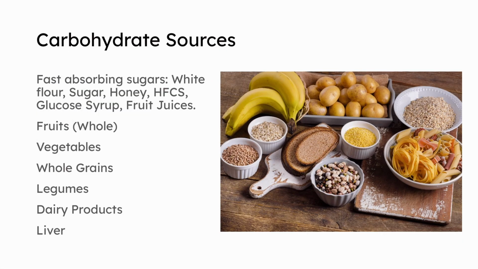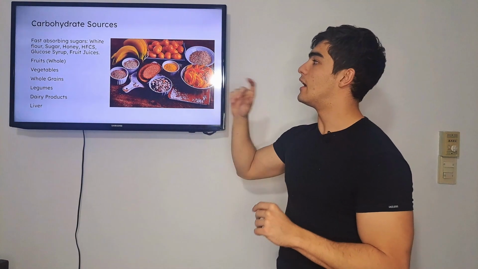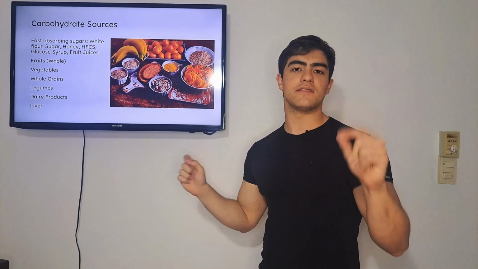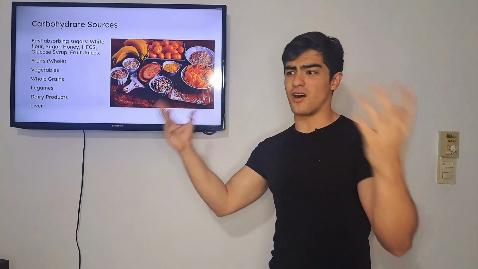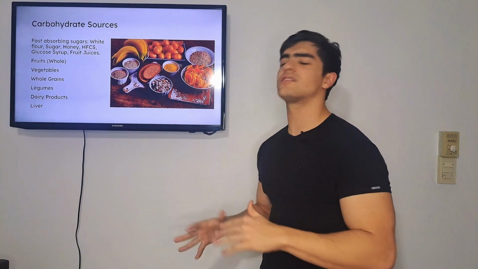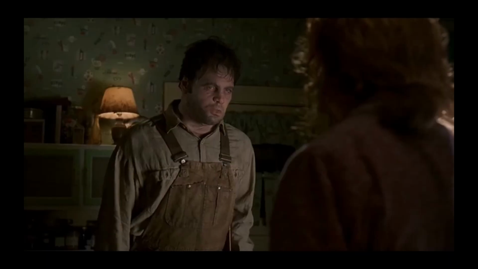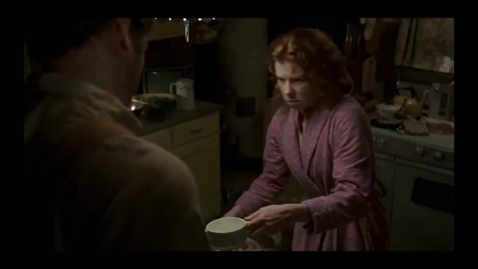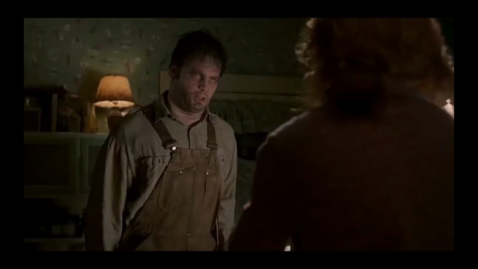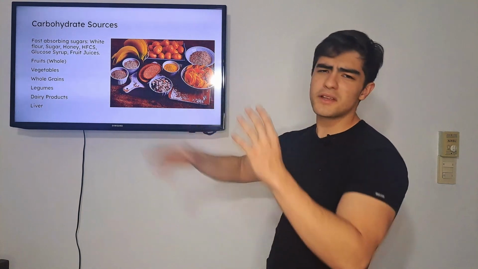In terms of sources, we have the fast-absorbing sugars, which are the bad ones: white flour, sugar, honey. And by the way, for those who believe that honey is somehow better, even raw honey, it's all the same. It's fructose and glucose. Then we have fruit juices, which again, is sugar water. It's not magical. It's not filled with vitamins and nutrients. Then high fructose corn syrup, glucose syrup. They're basically all the same.